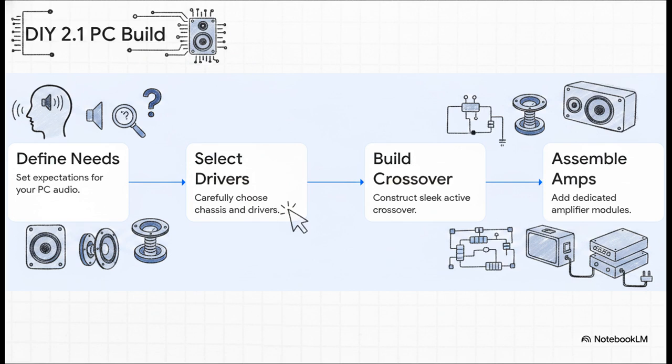To transform your desk into a legit hi-fi listening room, it's just a simple 4-step process. First, define your expectations. Second, select your drivers. Third, construct that sleek active crossover. And finally, assemble the dedicated amplifier modules.